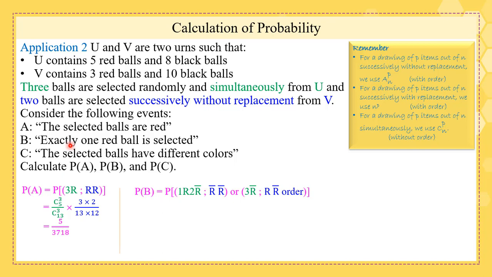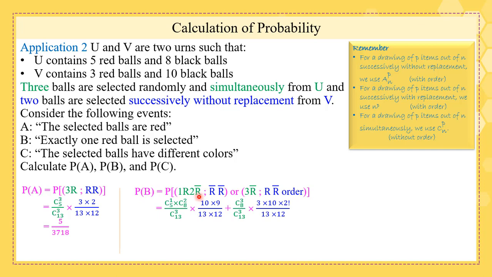Well, for B, we have exactly 1 red ball is selected. It means we're going to choose only 1 red ball out of the 5 selected balls. So it could be 1 red and 2 non-red from U and 2 non-red from V, or it could be 3 non-red from U and 1 red and 1 non-red from V. Notice that in each of these 2 cases, we're going to have 1 red and 4 non-red.